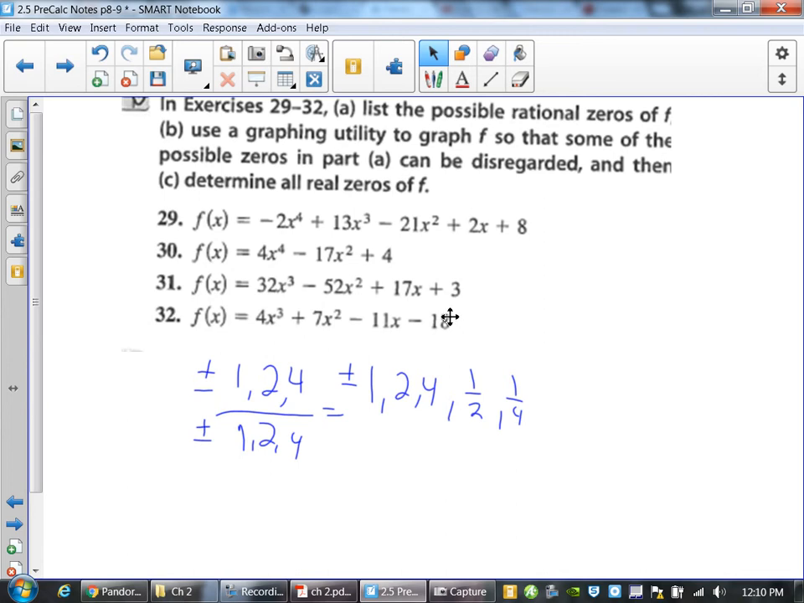Same deal here, 31 and 32. Basically, it's the same idea, guys. List all your factors from the tail end divided by all the ones that lead in term coefficient, plus minus, and that's how you figure it through.